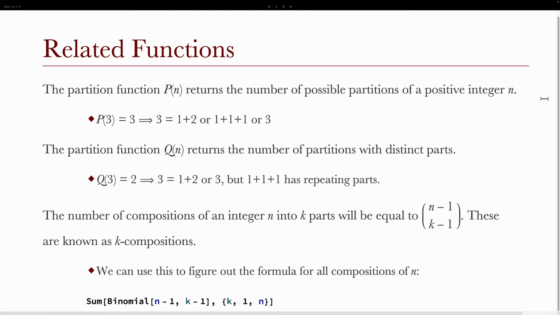When the order that we put a partition into matters, we can look at the number of compositions of an integer n into k parts, which will be equal to the binomial of n minus 1, k minus 1. Now, this type of composition of an integer into exactly k parts will be known as a k-composition.